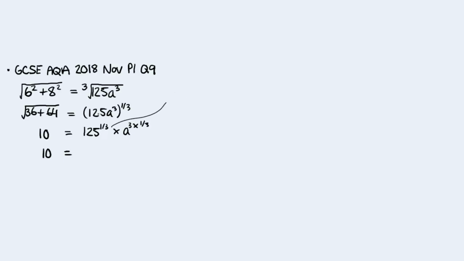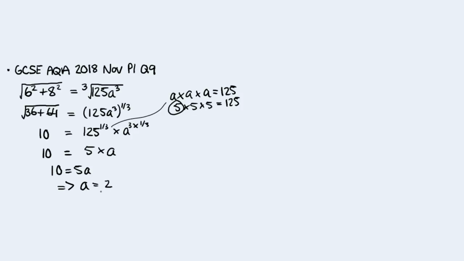So when you have a cubic root like this or a third power like this, it's the same as saying something times something times something is equal to 125. So you just have to manually work it out, and what you'll find is that 5 times 5 times 5 is equal to 125. So the magic number here is 5. So 125 to the power of a third is 5, multiplied by a to the power of 3 times a third, which will just be a to the power of 1. And you don't normally have to write the 1. So 10 is equal to 5a. And here we can figure out what a is. So a is equal to 2 as the final answer.